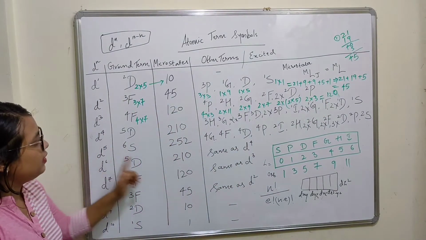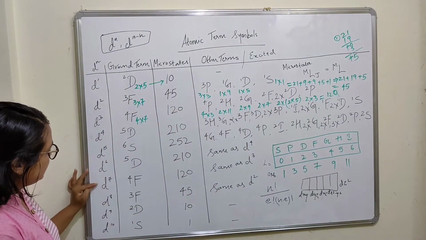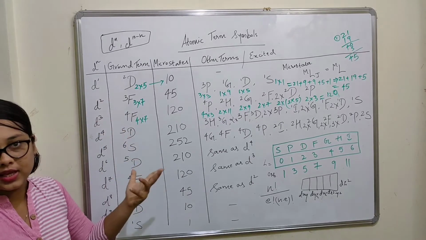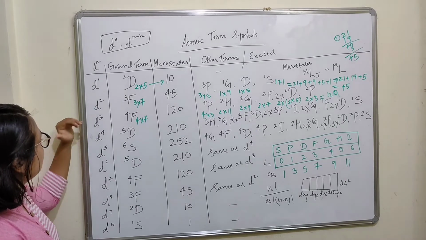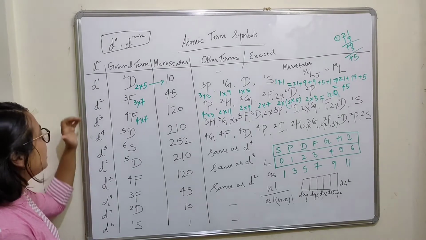Okay. Then we have D5. And then for D6, D7 and D8, it is going to be repeat. So D6 will be similar to D4, D7 will be similar to D3, and D8 will be similar to D2.